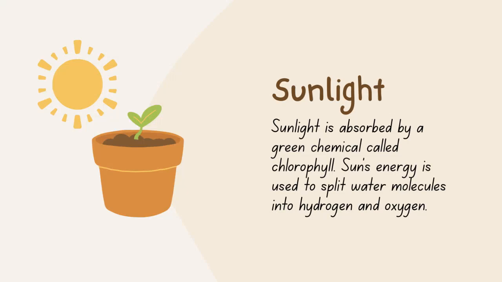Let's talk about sunlight. Sunlight is absorbed by a green chemical called chlorophyll, which is found in plant leaves. This process is crucial because chlorophyll captures the sun's energy. Once the energy is absorbed, it's used to split water molecules into hydrogen and oxygen. This step is fundamental in photosynthesis and helps provide the energy and materials that plants need to grow.